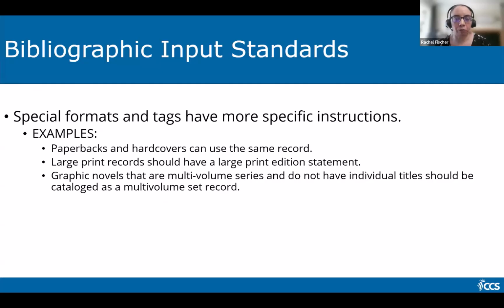There are a number of special formats on the Bibliographic Input Standards page. Then there are specific instructions on those formats throughout the wiki in addition to what's on that page. Some examples of what you'll see on that page are things like allowing paperbacks and hardcovers to use the same record. Large print records should have a large print edition statement, and graphic novels that are multi-volume series but do not have individual titles should be cataloged as a multi-volume set record. I don't want to go in depth into every single thing on the page, so those are just a few examples.